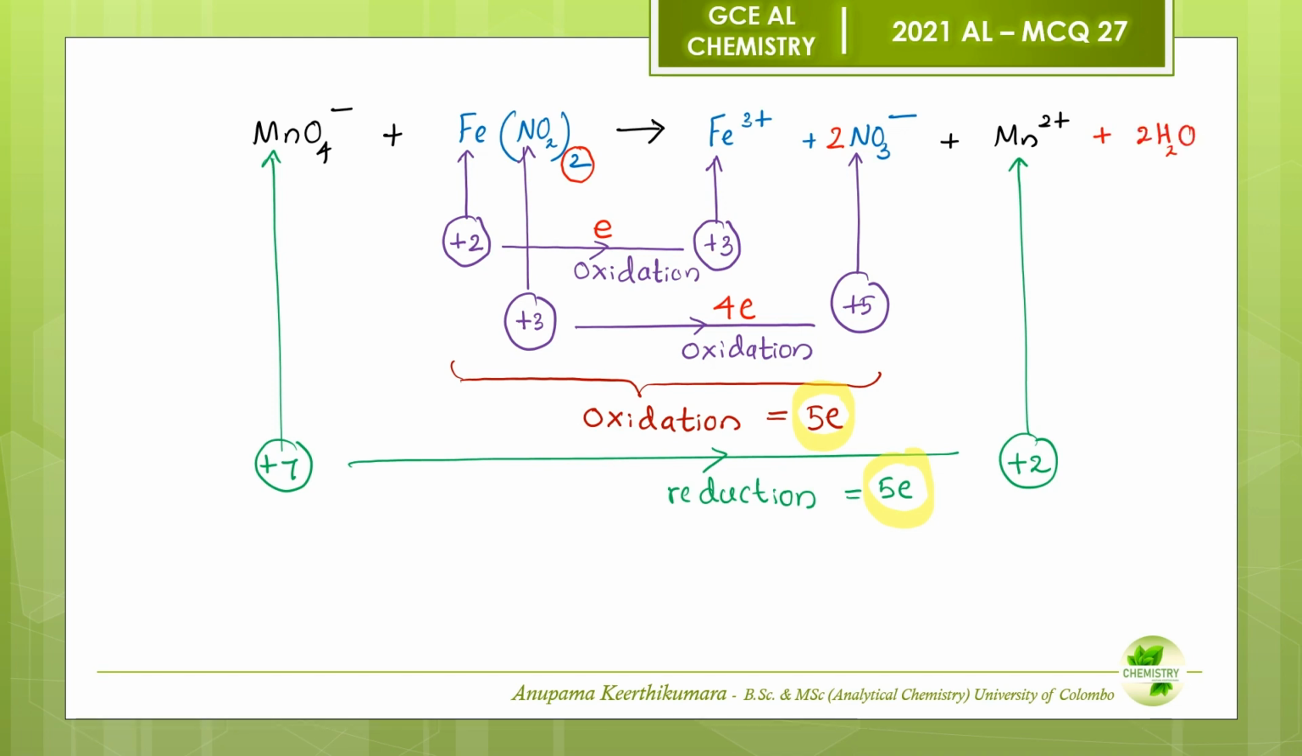Finally, balance the number of hydrogen atoms by adding H plus ions. 4 hydrogen atoms on the right, but there are no hydrogen atoms on the left. Therefore, add 4 H plus ions to the left. This is the balanced ionic equation for the reaction between potassium permanganate and ferrous nitrite in acidic medium.